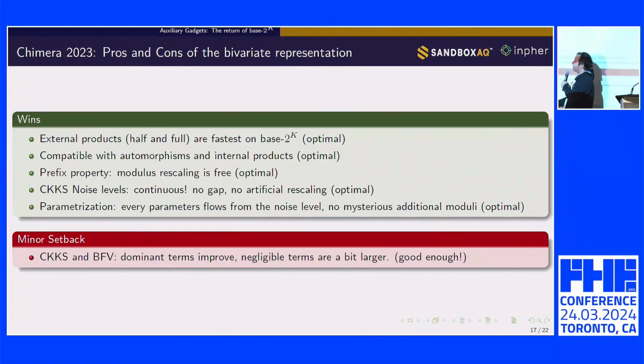So anything that is external products is faster and easier and more natural on base 2^k. We also have a compatibility with the internal products, as we saw before, since we can multiply bivariate polynomials. The prefix property: so rescaling is absolutely free. It's completely free under this representation. It just corresponds to a truncation of the bits.